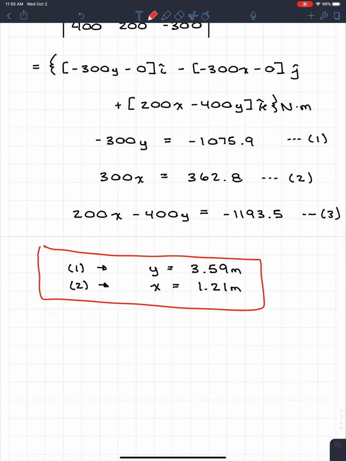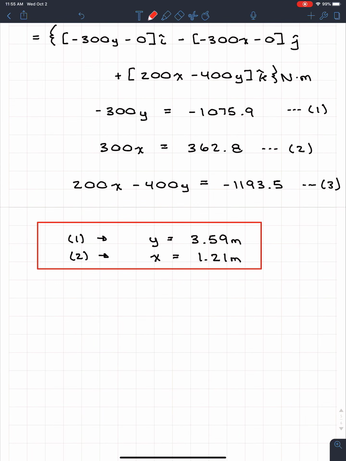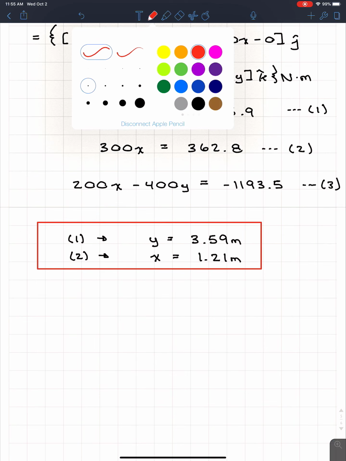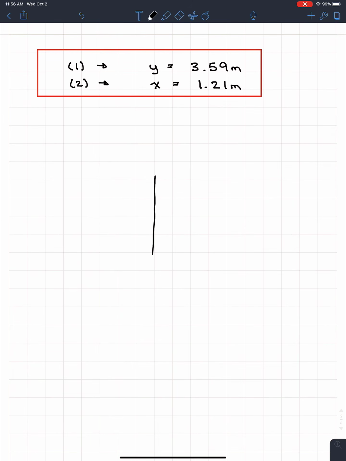So right here, I'm just going to highlight that to show you guys what the numbers are. But the best way to answer this question and show markers exactly what's going on is to draw a diagram. So what I'm going to do is draw the XY plane. Alright, so I'm going to draw the 3 dimensions. Let's try and make this a little bit neater.